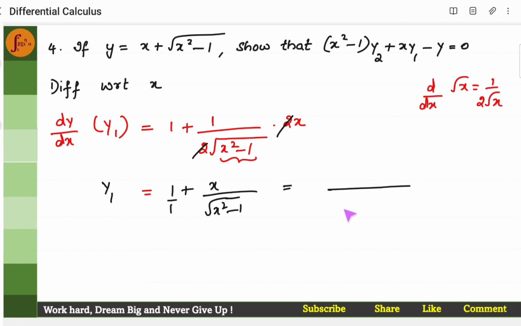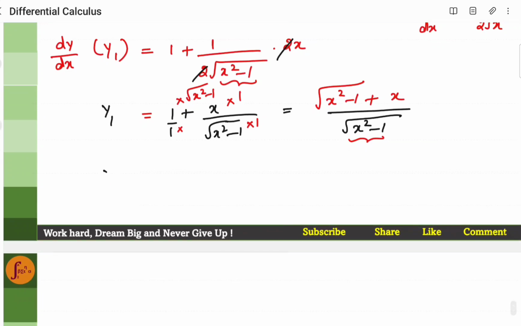I can assume there is 1 here. I can take the LCM. LCM will be x square minus 1. To get this as LCM, I have to multiply denominator 1 with this one. That is, I have to multiply numerator x square minus 1. So I'll get x square minus 1, root of x square minus 1 plus, now to get this as LCM, I have to multiply this with 1, but not the denominator, I'll multiply with numerator. So I'll get x.